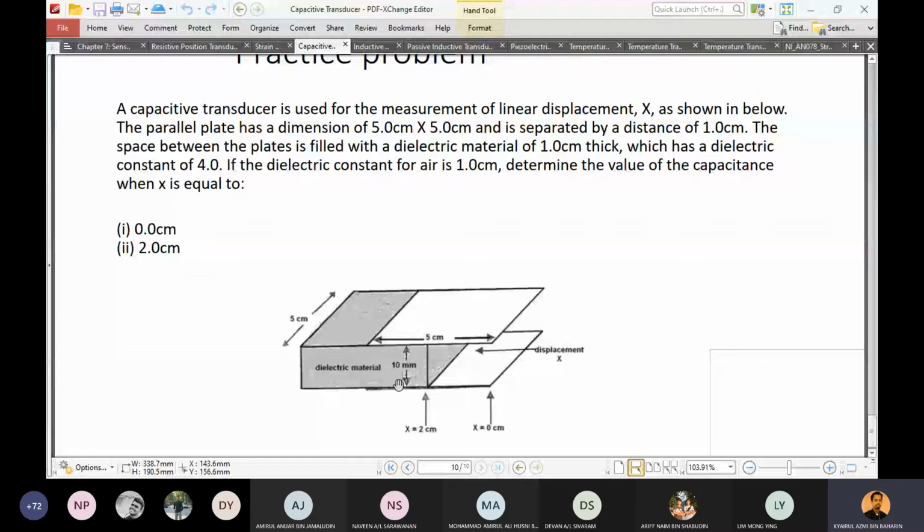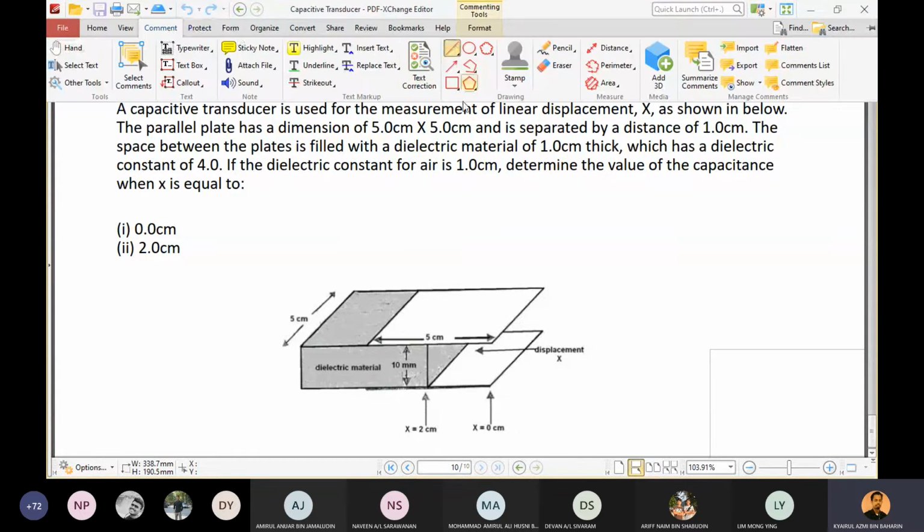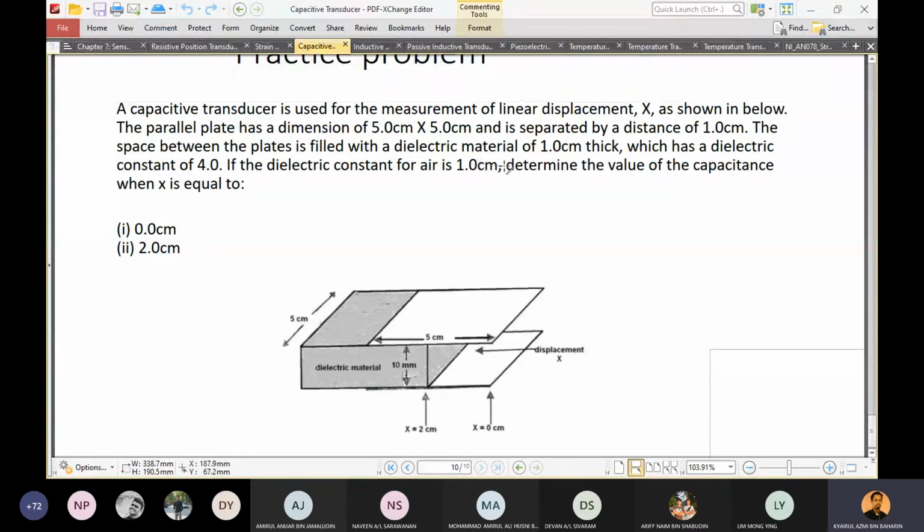So please try on your own. There is a small typo here, in this part. If the dielectric constant for air is 1.0, not centimeter, only 1.0, there's no unit. So you need to slash this.